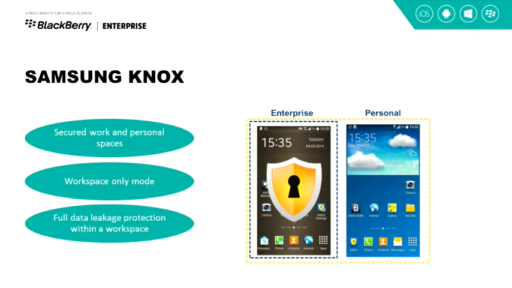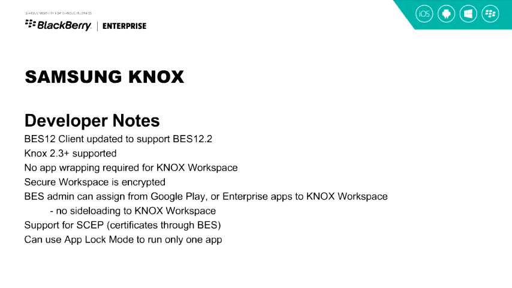Samsung KNOX seems to be following that kind of a model. At any rate, you can read up on Samsung KNOX details later. Like Android for Work, you have some very similar abilities. No app wrapping is required. Since the operating system changes required to make the workspace occur are built into the phones themselves, you don't have to wrap applications like we do for Android Secure Workspace. The workspace is encrypted, as I mentioned. The BES admin can assign apps from Google Play or enterprise apps to the KNOX workspace, but you cannot sideload into the KNOX workspace right now.